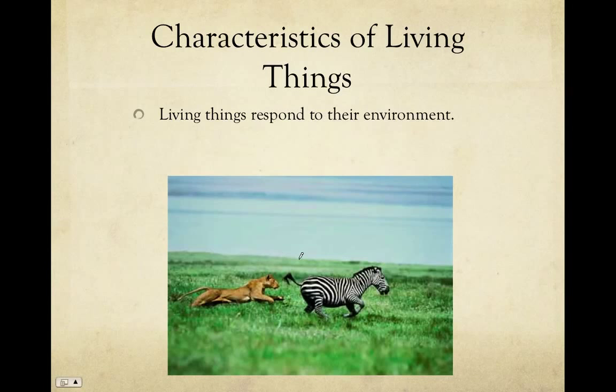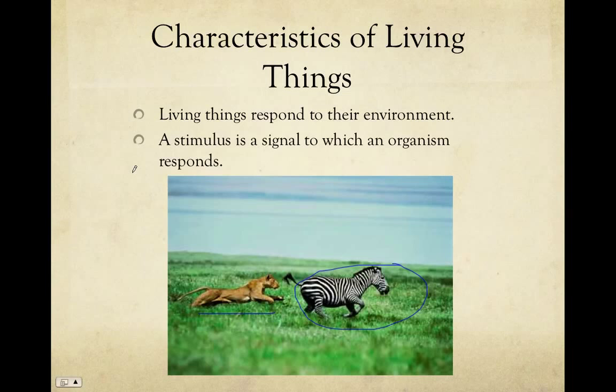Living things respond to their environment, and so you see here these two living things, a lion and a zebra. The zebra is responding to something in its environment. The zebra right here is responding to this lion, which is going to chase and try to eat it. So living things can respond to their environment. When you think of things that are non-living, like your shoe, you can yell at your shoe, you can dance around your shoe, and your shoe's just going to stay put. It can't respond to you.